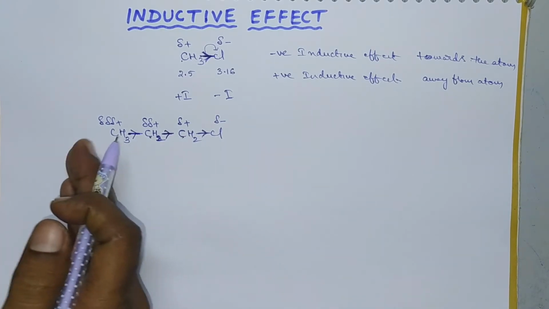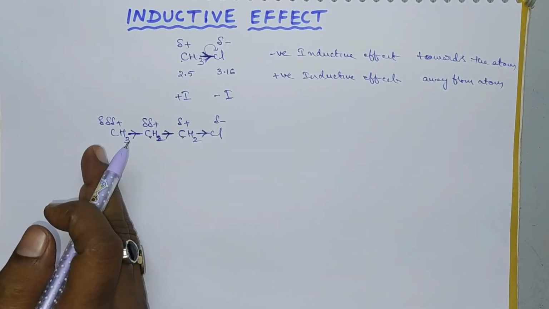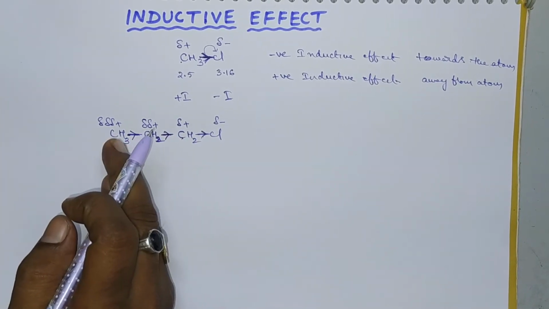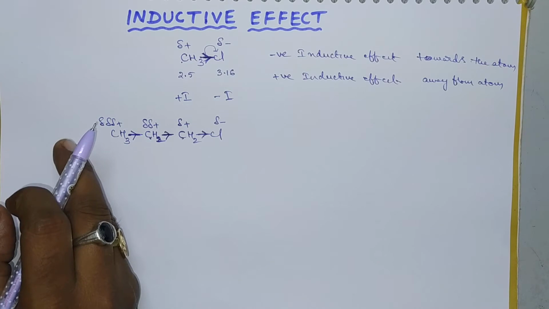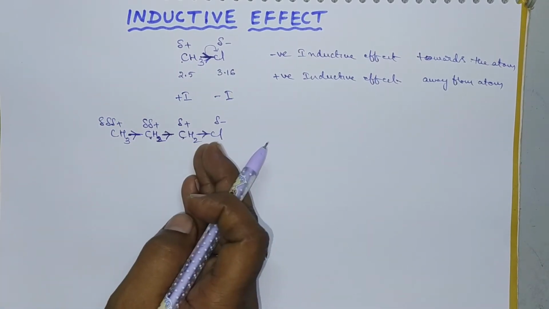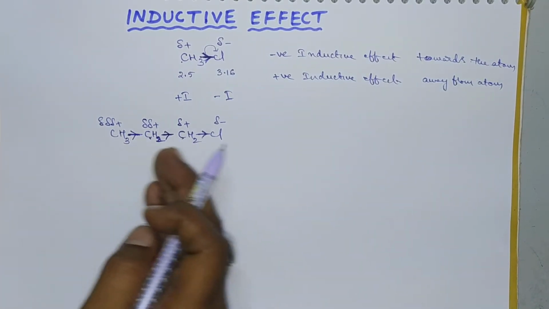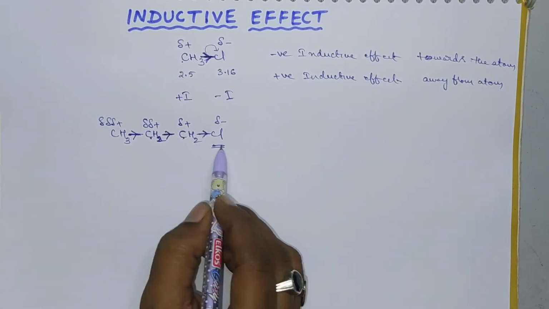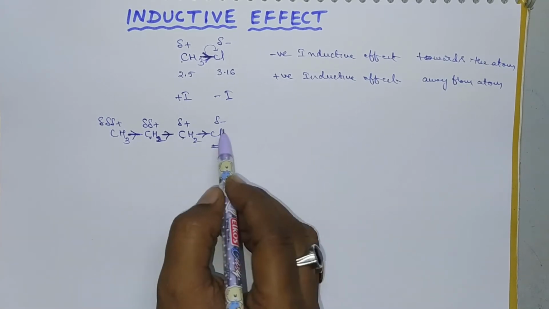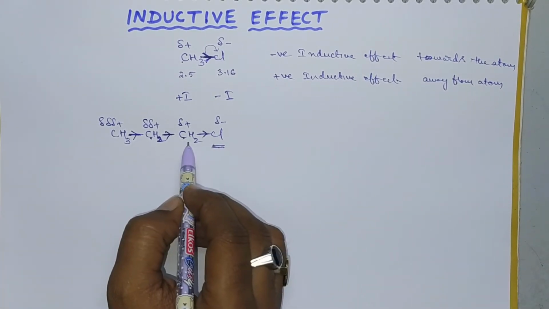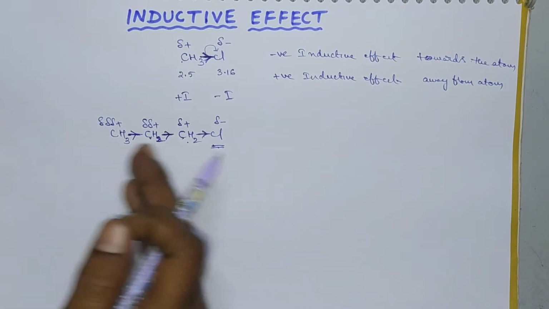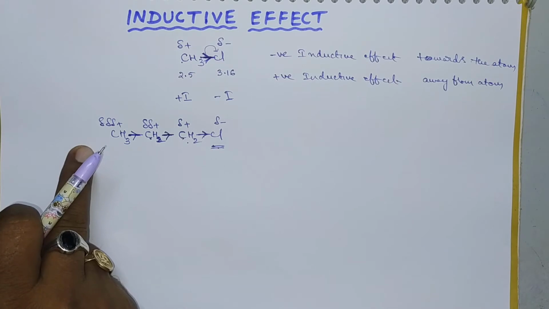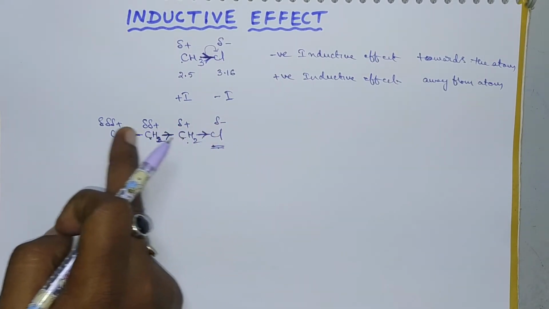So in this way the effect continues along the carbon chain, but the effect continues up to 2 or 3 carbons only. So at the next carbon the effect will be terminated. That means the magnitude of inductive effect goes on decreasing as we move away from the electronegative element, that is the heteroatom. Here this is the heteroatom, all these are carbon atoms. So when we move away from the heteroatom, the effect goes on decreasing and it will be terminated at the 4th carbon.